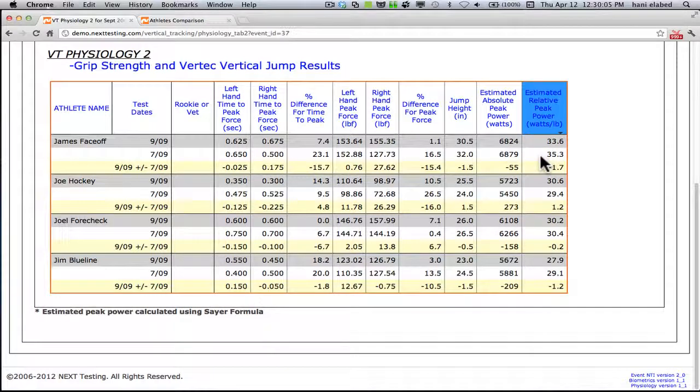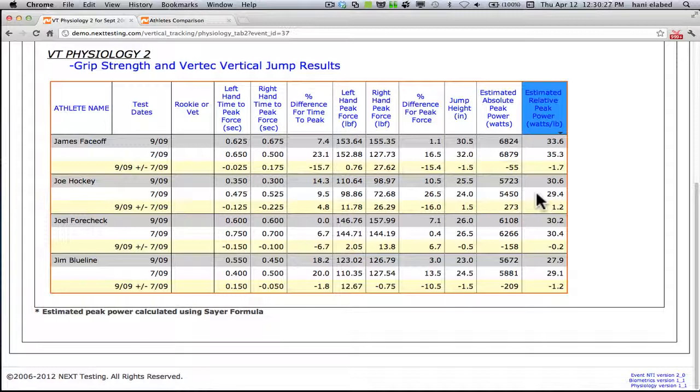They've regressed a little bit here. They were at 35 watts per pound, and they've gone down to 33. So you can see a negative value here. They've regressed. Now Joe Hockey, for example, has improved by 1.2 units.